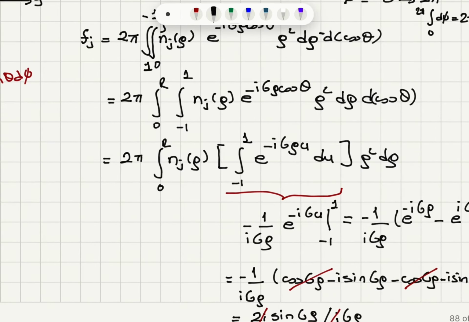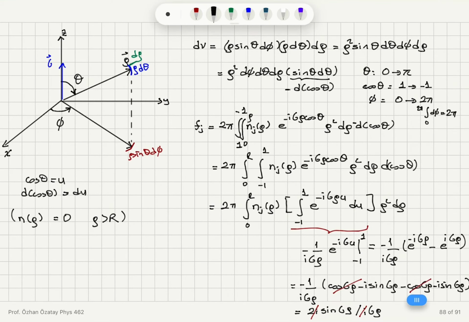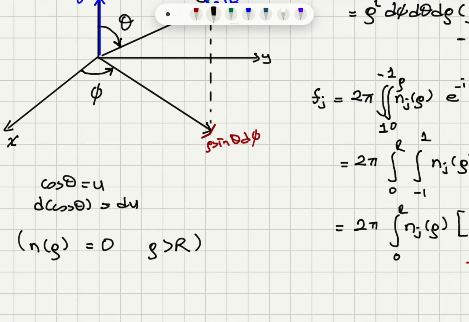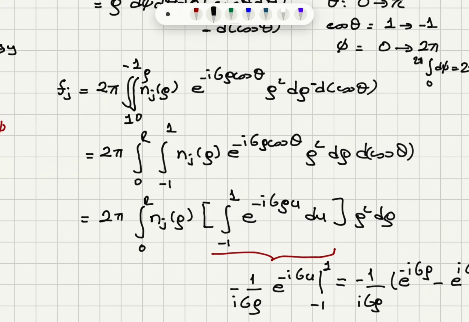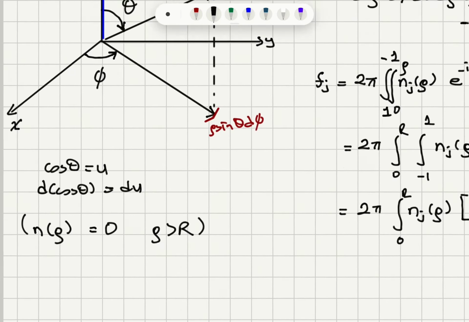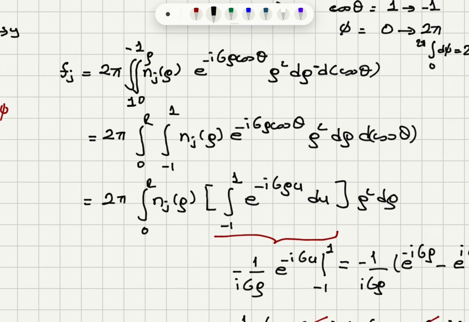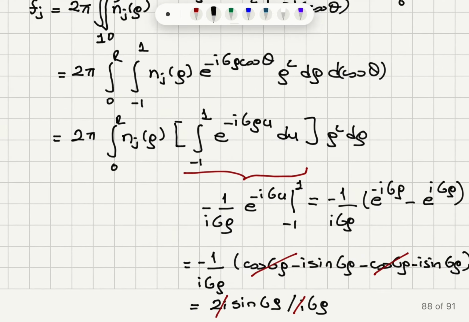Now we can recognize here that cosine theta can be called u, then d cosine theta would be du. So if I substitute that here, I would have e to the minus i g rho u, and for d cosine theta, I would have du. And since I called u equals cosine theta, it varies from minus 1 to 1. And then I have rho squared d rho and rho from 0 to R integral. So this integral from minus 1 to plus 1 gives me minus 1 over i g rho, e to the minus i g rho u from minus 1 to plus 1.